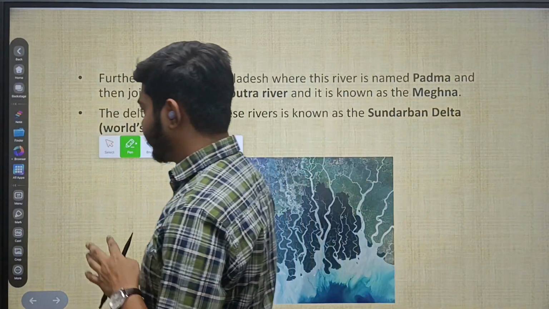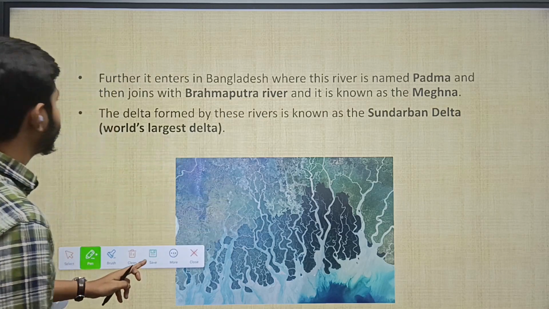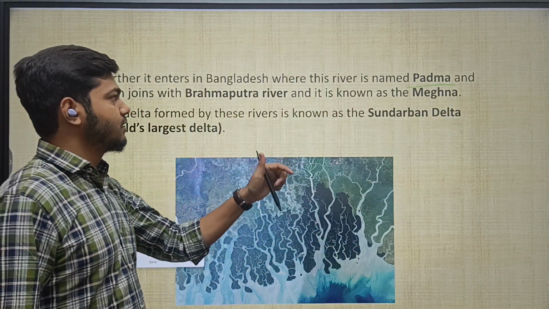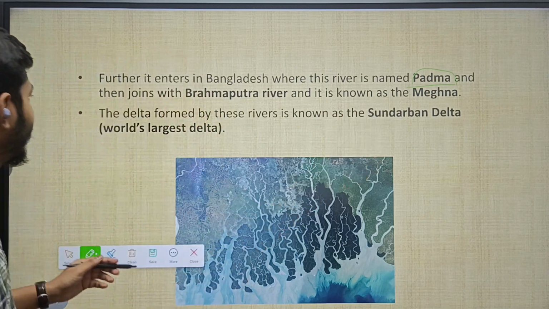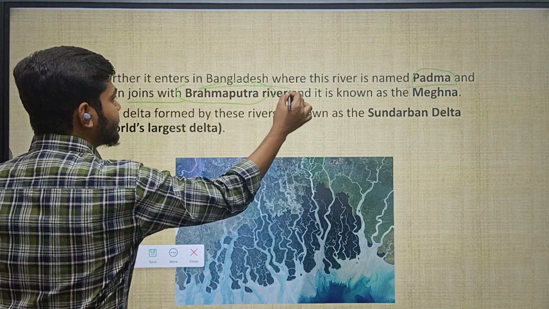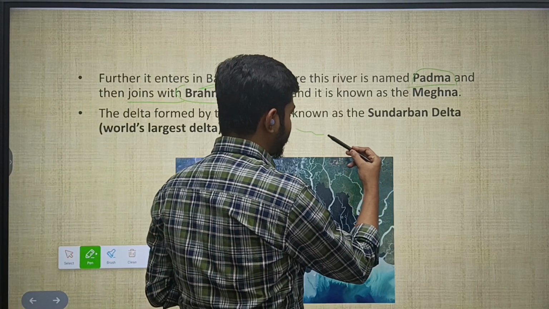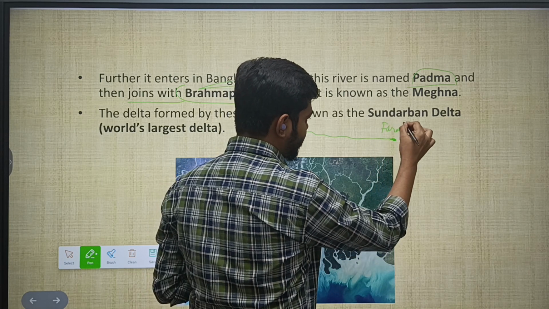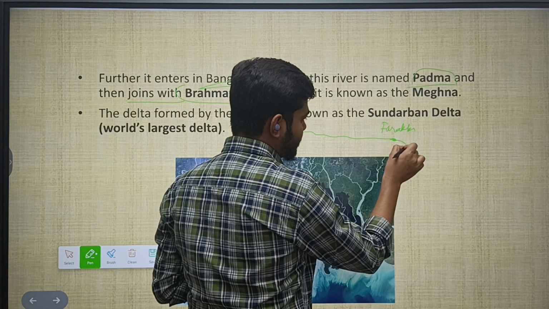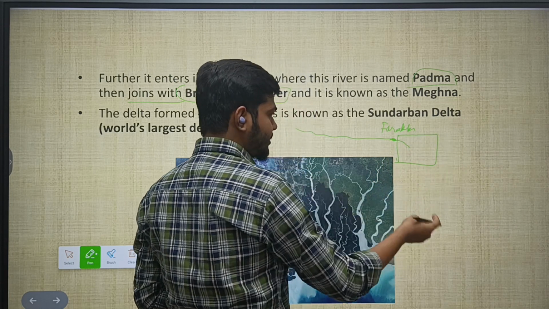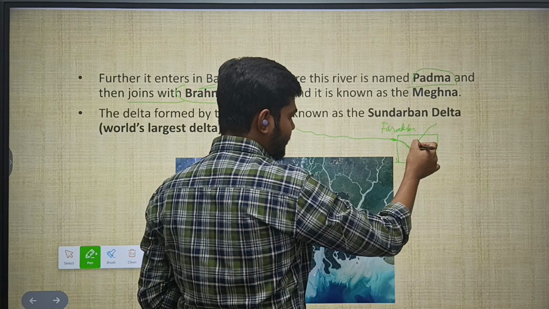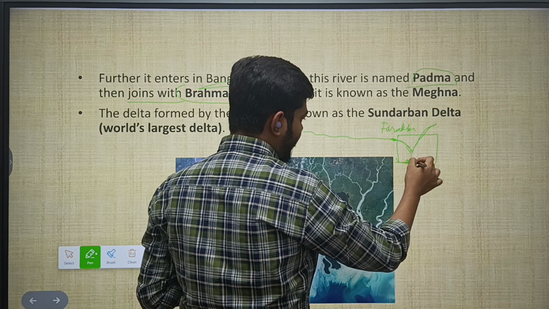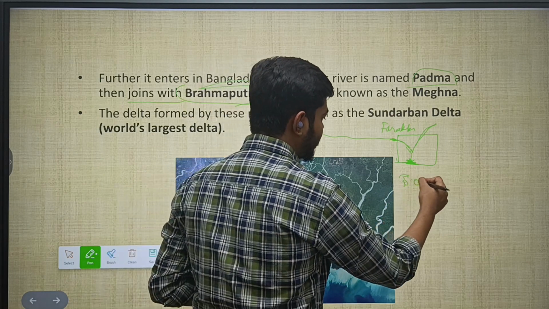So after reaching Farakka, the Ganga river enters Bangladesh. Further entering Bangladesh, the river is named Padma. So the Ganga river is called Padma river in Bangladesh, and then joins with Brahmaputra river. Consider this is Ganga river, this point is Farakka. The Ganga river enters Bangladesh, let's imagine this is Bangladesh. Entering Bangladesh, it joins the Brahmaputra river and then meets the Bay of Bengal.